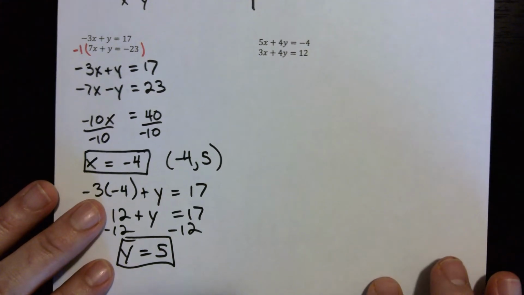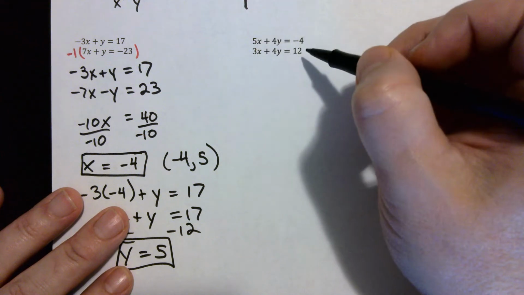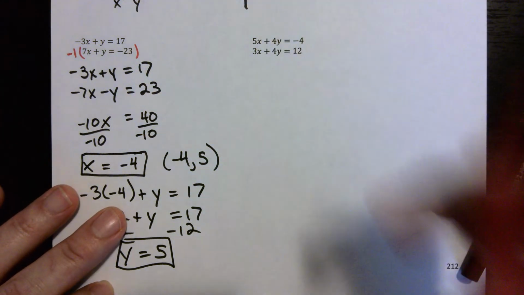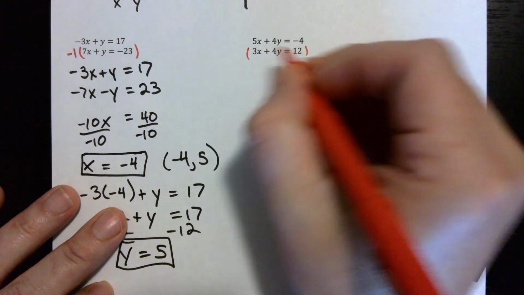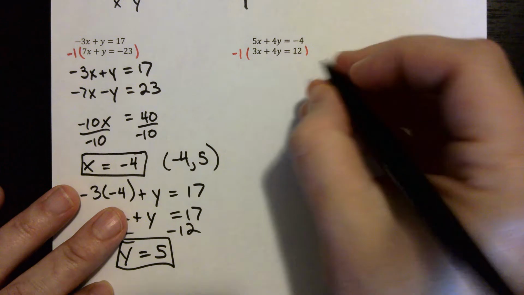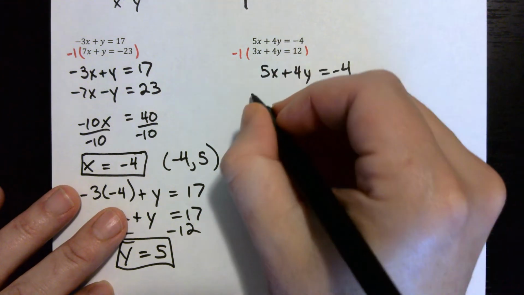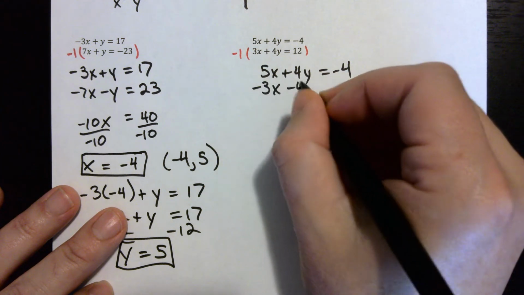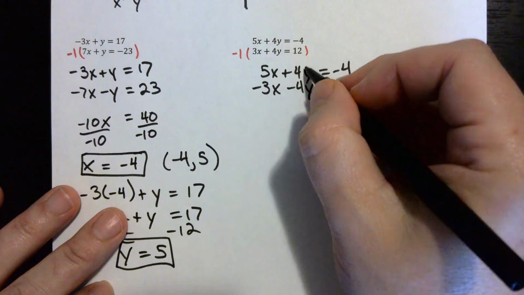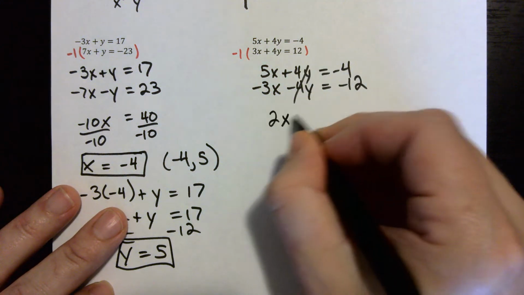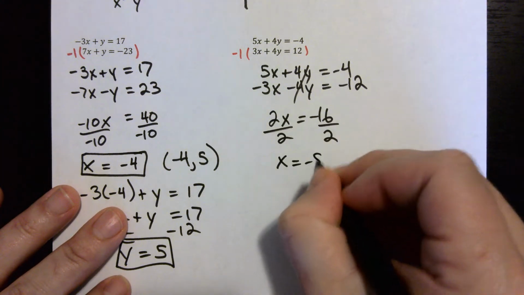Okay, for the last one on this video, we have 5x plus 4y equals negative 4 and 3x plus 4y equals negative 12. Again, we need to make them opposites, so we've got these that are already the same. So let's just multiply the second one by negative 1. Okay, so that will give us 5x plus 4y equals negative 4, and the bottom one turns into negative 3x minus 4y equals 12. The y's cancel, and we get 2x is equal to negative 16. Divide by 2, and we get x is equal to negative 8.